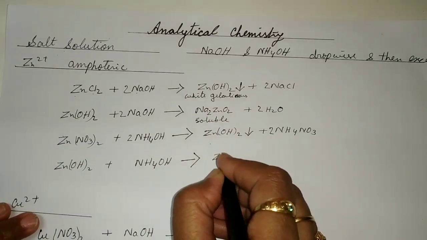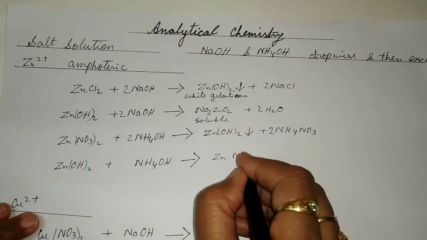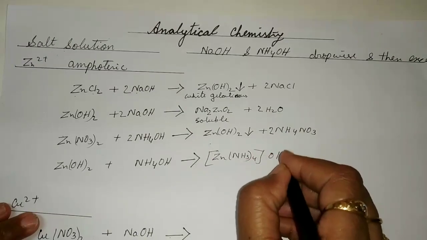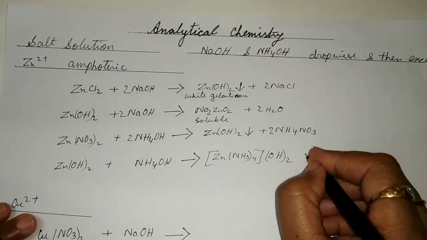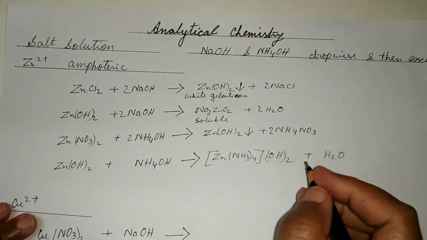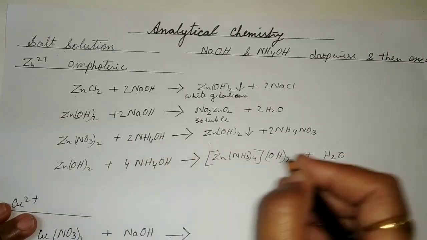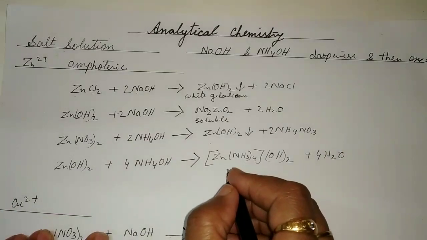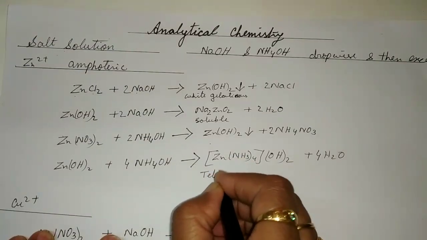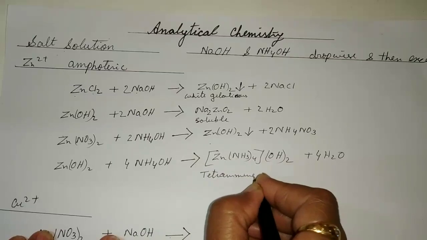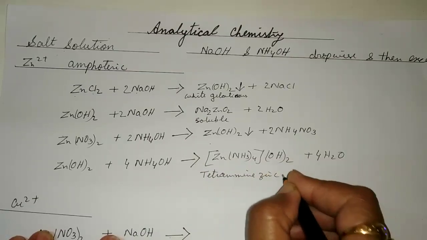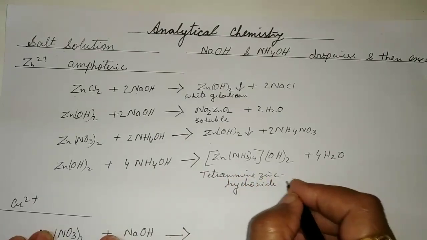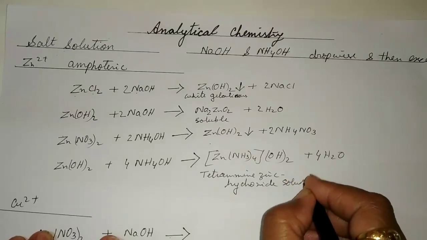This white gelatinous precipitate of zinc hydroxide, when reacted with excess of ammonium hydroxide, will give you tetrammine zinc hydroxide, and you get water to balance it. Okay, here this is soluble, which is tetrammine zinc hydroxide solution.